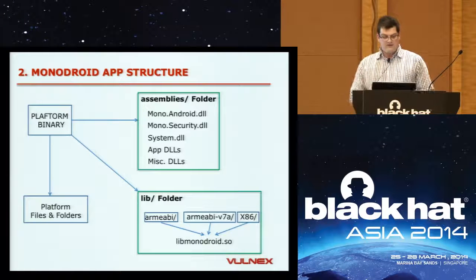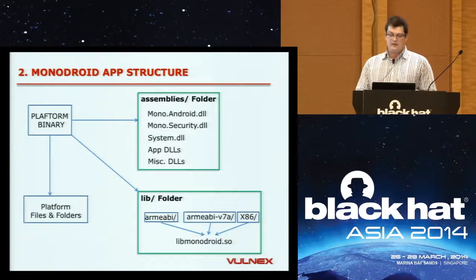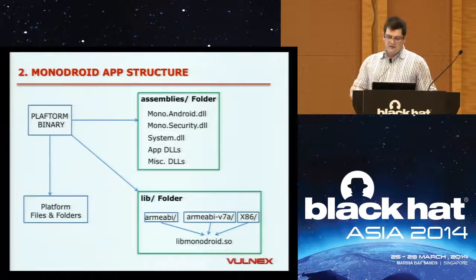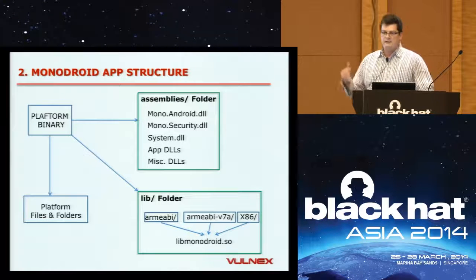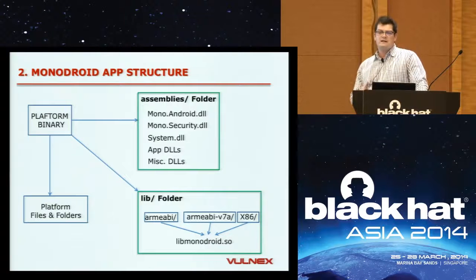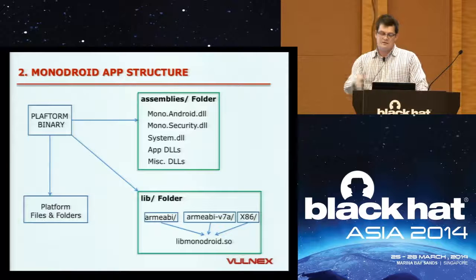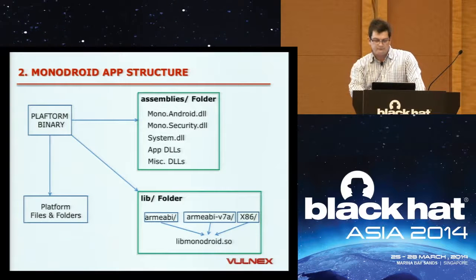Then we also have the platform files and folders, in this case for an Android application. It also creates a lib folder, and it will include a library, the libmonodroid library. And this is what it does: this library is the engine, the framework engine. It will take your .NET code and translate it to native Android code, so it can run. So this is also interesting. This is the structure of a Monodroid application.